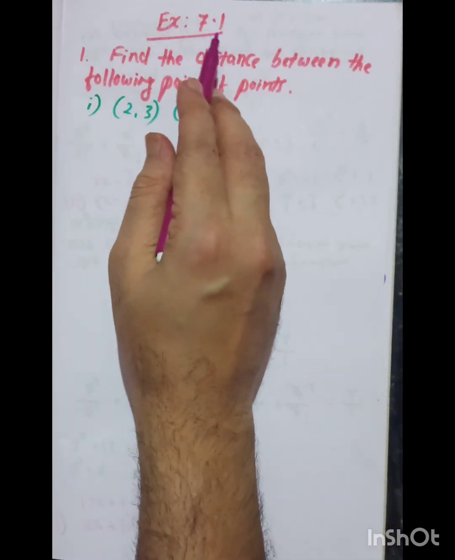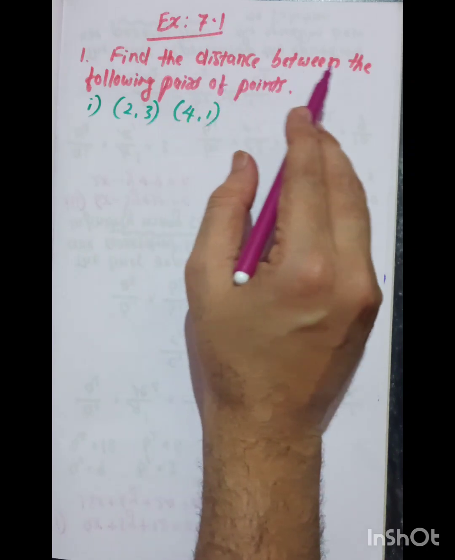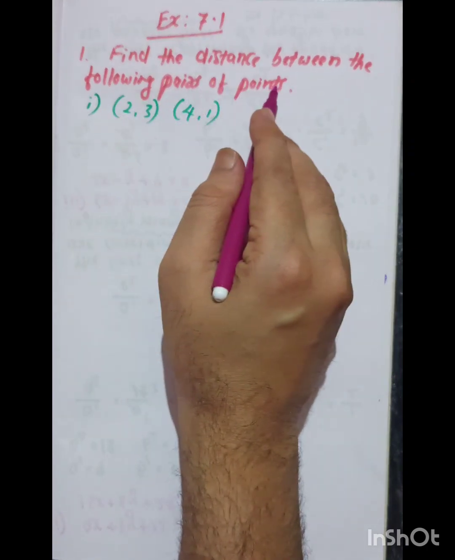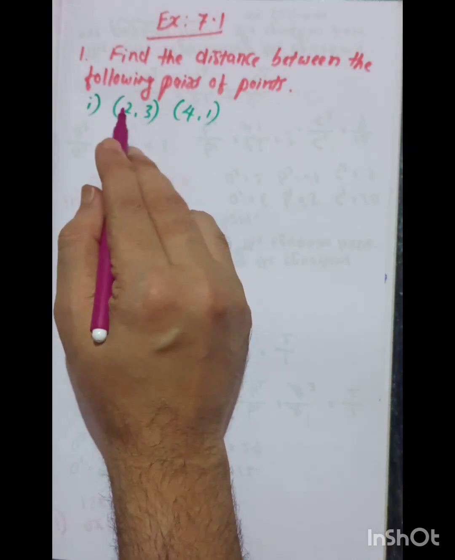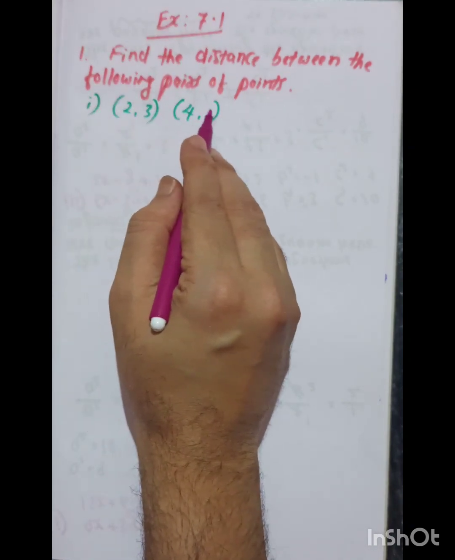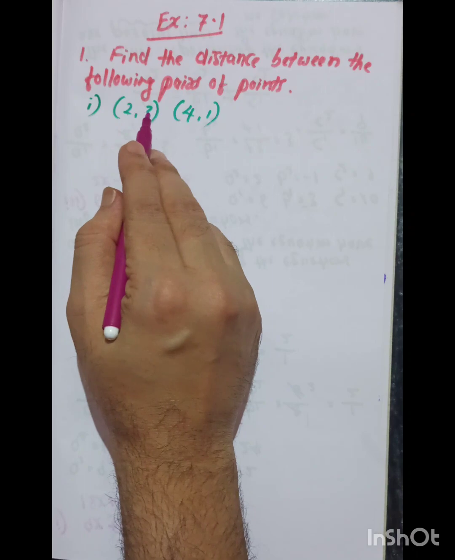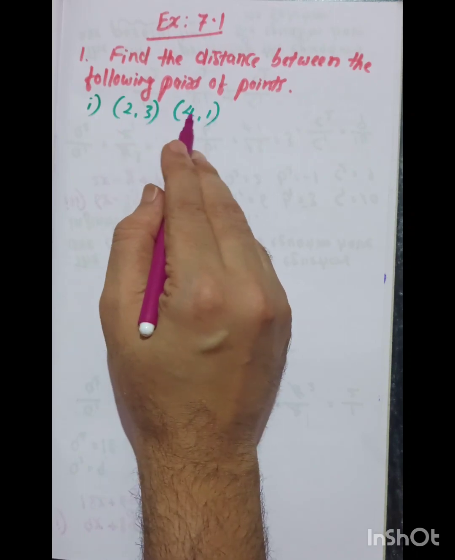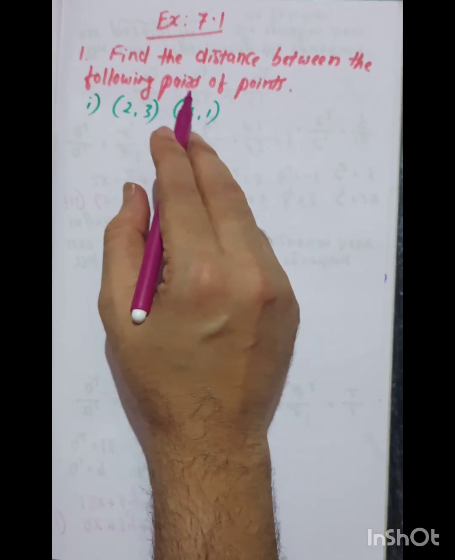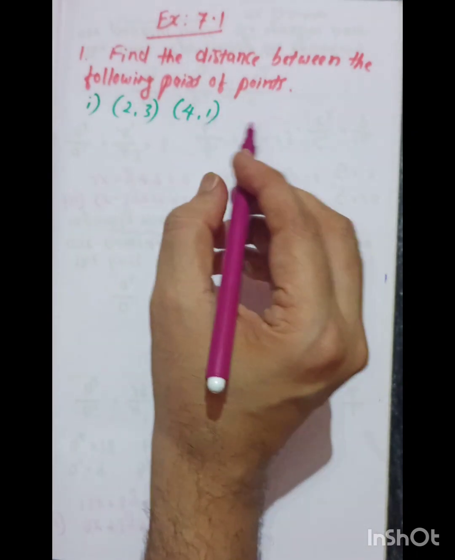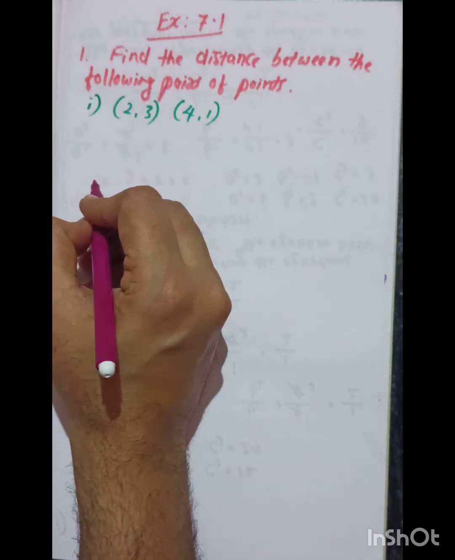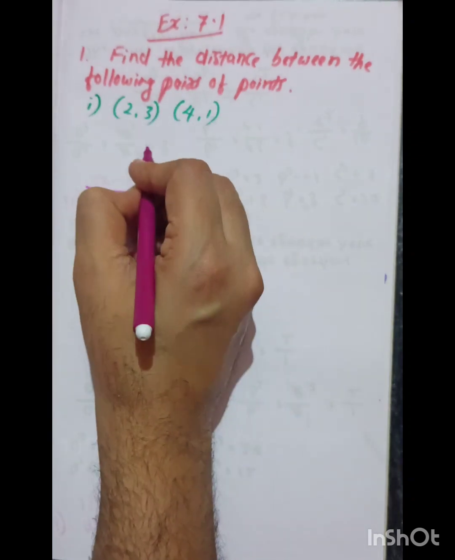Let's look at exercise 7.1. First question: find the distance between the following pairs of points. There are 2 points, x, y, which we can call x1, y1, x2, y2. I will try to explain with a diagram here. A diagram is not necessary, but for the first problem I will try to explain this.